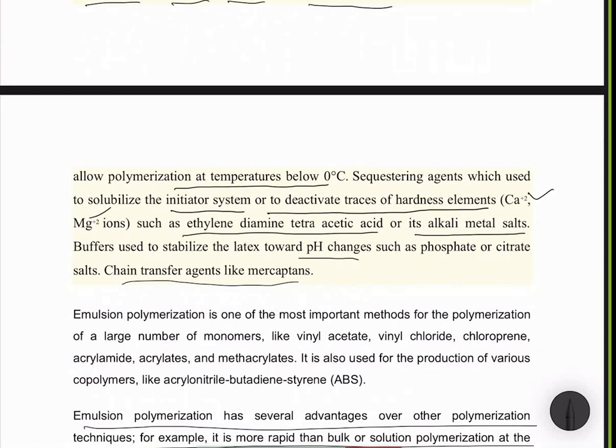And apart from that, buffers are also used to stabilize the latex, particularly by resisting any change in pH during polymerization. That way, phosphate or citrate salts are used as buffers. And if you want to control the molecular weight of the polymers formed in the emulsion polymerization system, you can also add chain transfer agents, for example mercaptans, as an additional component in emulsion polymerization.